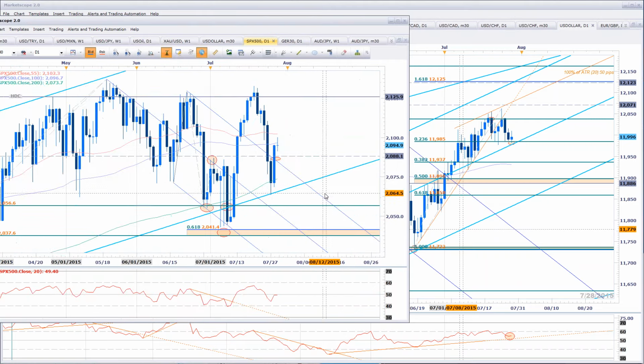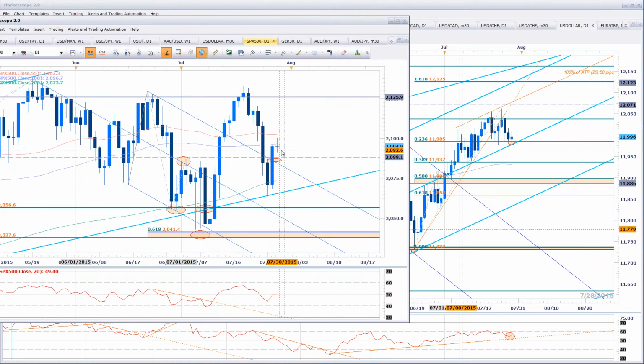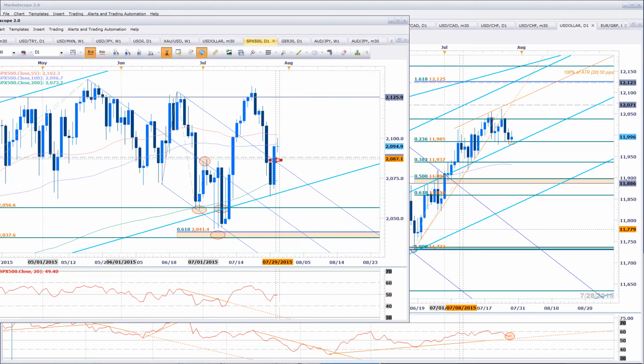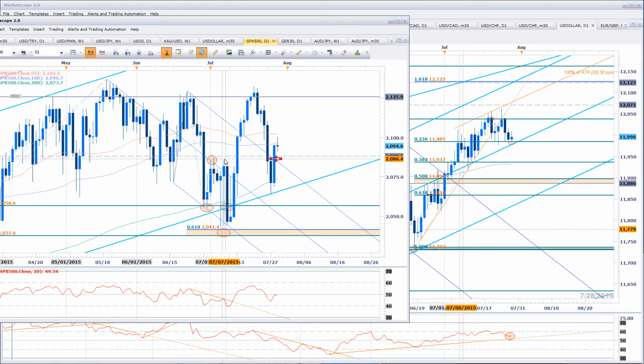SPX, a little bit more of a messy picture. This broke through that resistance that we highlighted yesterday. And again, that's now support. So 2088, 2087, look for some support there. On the SPOOs.